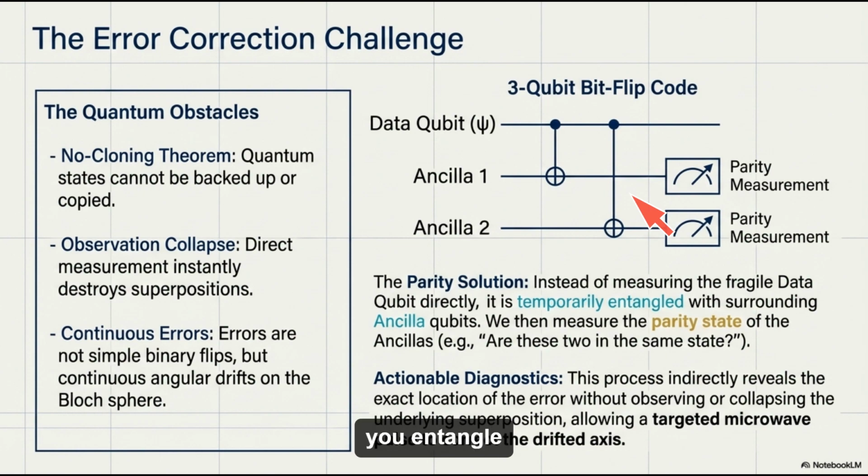You don't measure the data qubit, you entangle it with ancillas, then measure the parity of the ancillas. Are these two in the same state or not? That kind of question. Exactly. You learn there's an error and where without ever touching the data. Then a microwave pulse fixes it.